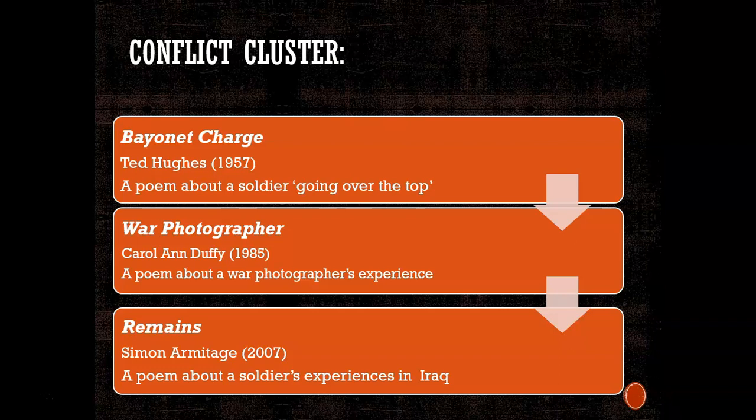So on to the main topic of the video. We have covered what I would call a power cluster of the poems, namely Ozymandias, London and My Last Duchess. Now we'll be moving on to a conflict cluster, namely Bayonet Charge, War Photographer and Remains. I've just put them here chronologically, though today we'll be looking at Remains and War Photographer.